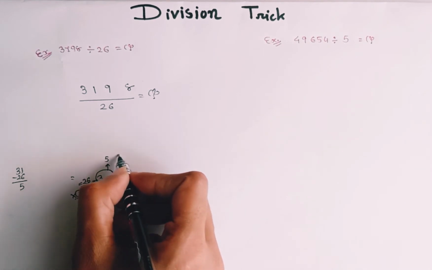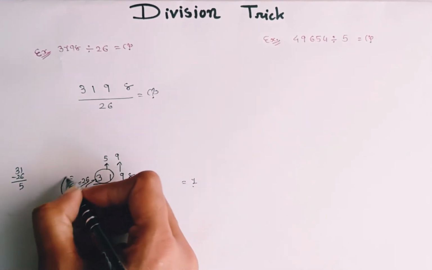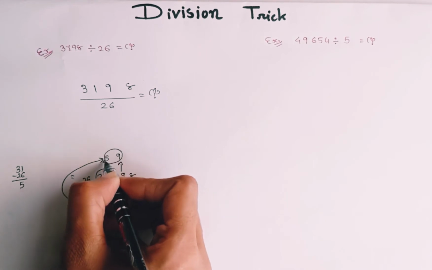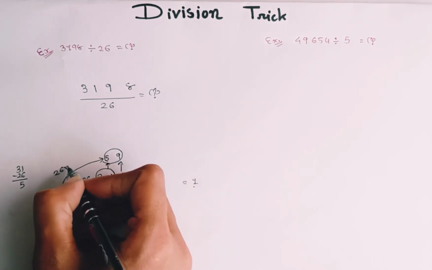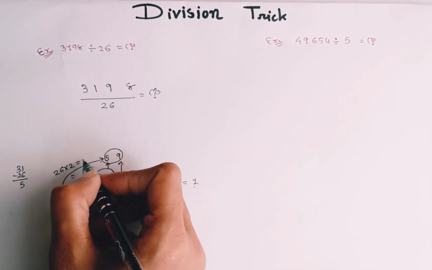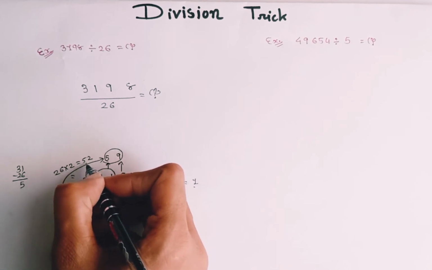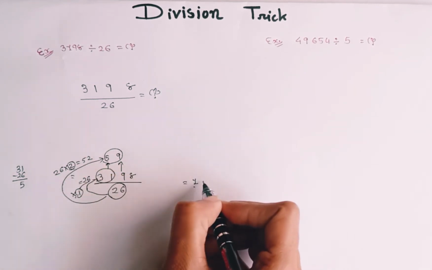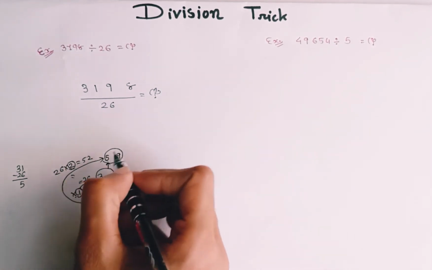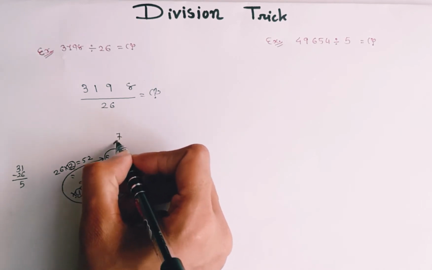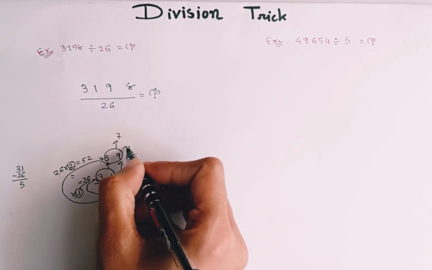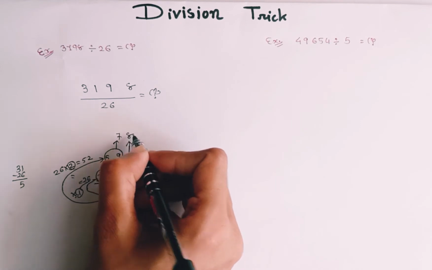and second letter 9. So, 26 2s are 52. So, second digit is 2. 59 minus 52 is equal to 7. Then last digit is 8.